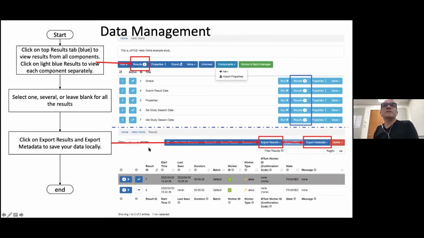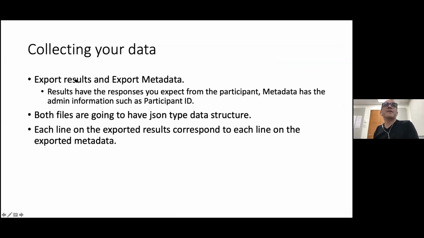That is better explained here. Export results and export metadata. Results have the responses you expect from the participant. Metadata has the admin information, such as the participant ID. So each line on the export results corresponds to each line on export metadata. That way you can relate the data and the participant ID, for example, or other data that you get from the metadata.